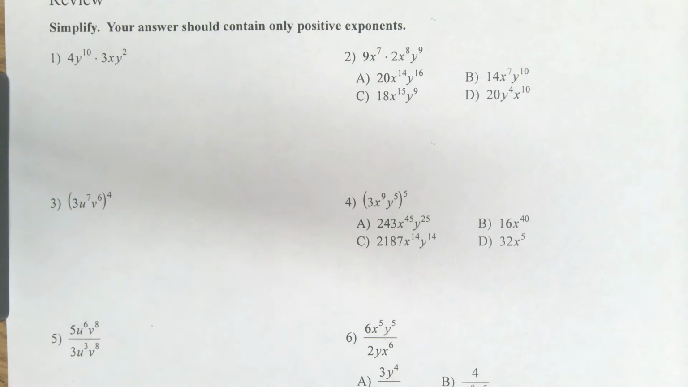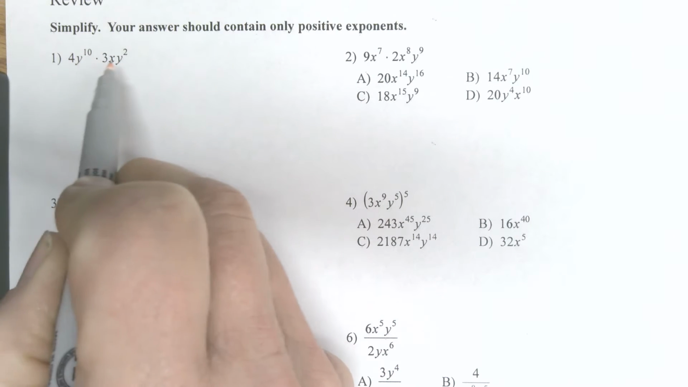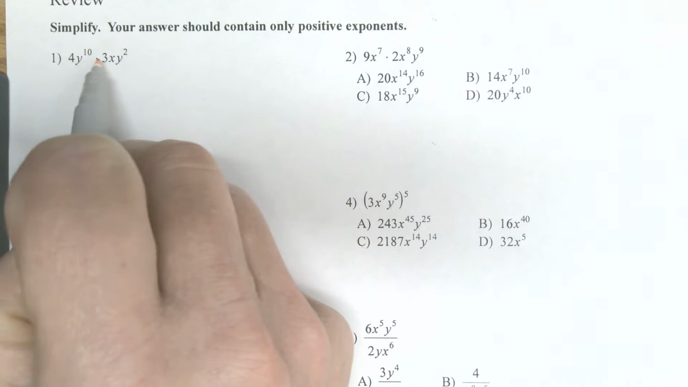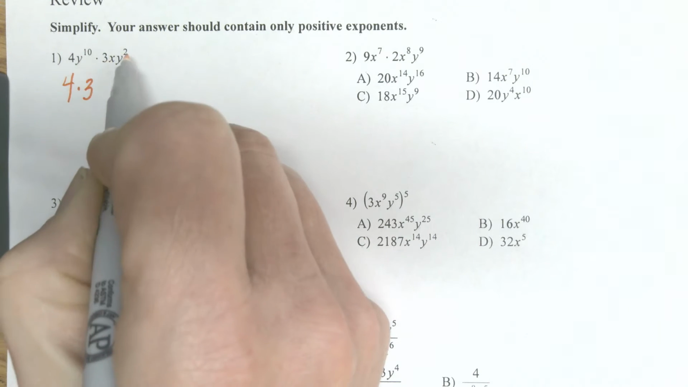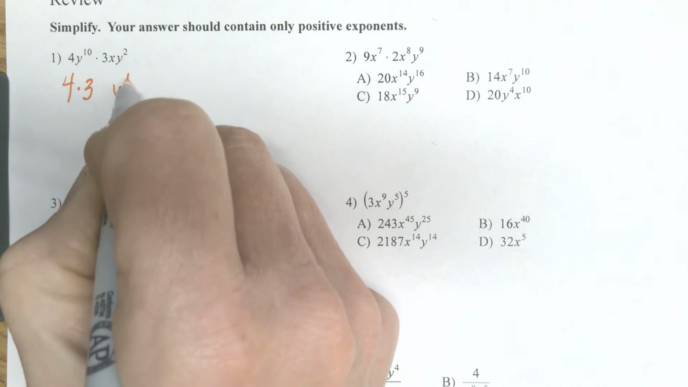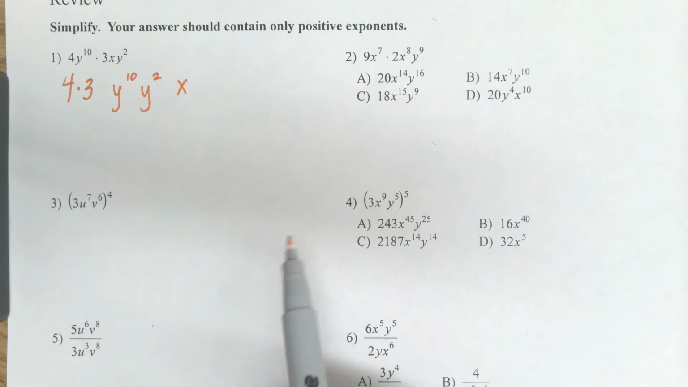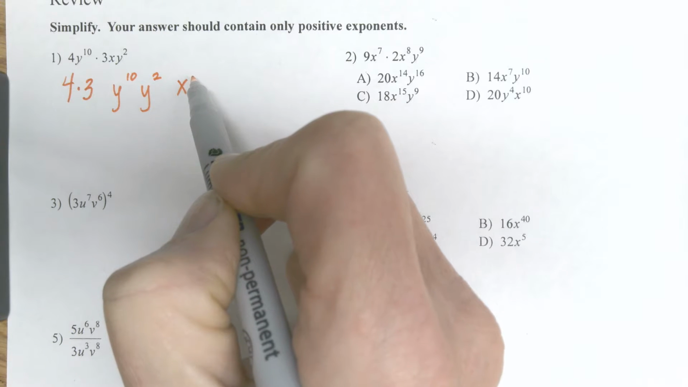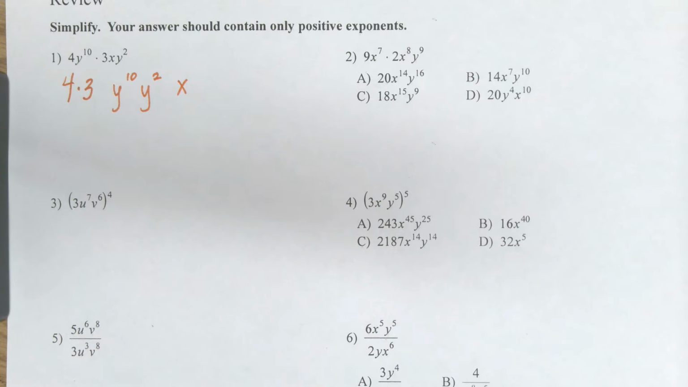I'm going to run through the odds with you on this video, and then your job is going to be to complete the evens. So for number one, keep in mind when you're doing problems like this that the large numbers go together like normal. That's 4 times 3. And then I match the variables together as well. Y to the 10th, y to the 2nd. And then the x doesn't have anybody to hang out with, so that's just going to go on the end. If I don't see a power, I assume it's a 1. But because this has nothing else to be combined with, I'm not going to even write it down.